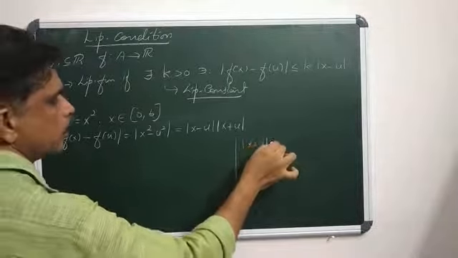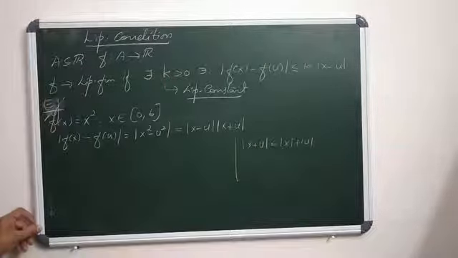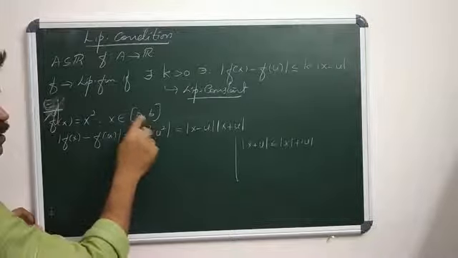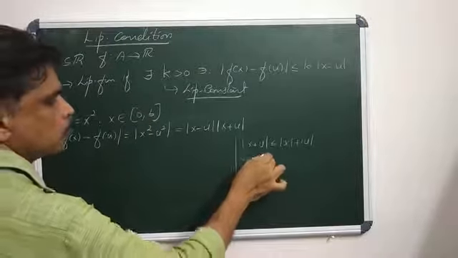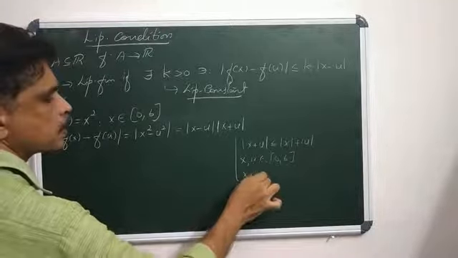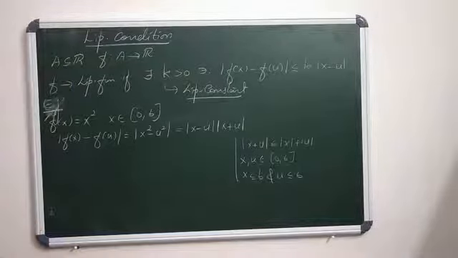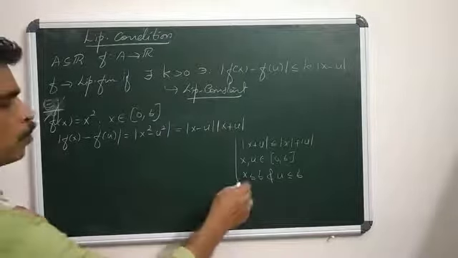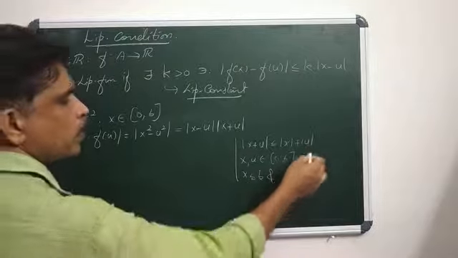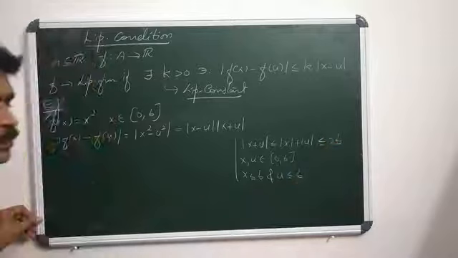is less than or equal to mod x plus mod u, where x and u both belong to the closed interval [0, b]. That means x is less than or equal to b and u is also less than or equal to b. Sure. Why? Because x and u are in the closed interval [0, b], so they are always less than or equal to the upper bound. So mod x is less than or equal to b and mod u is less than or equal to b, so the sum is less than or equal to 2b. Clear?